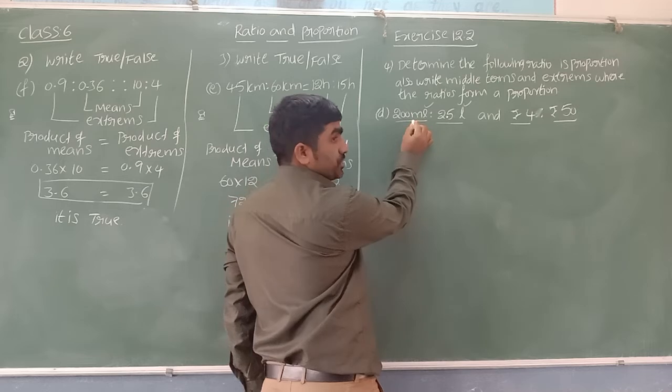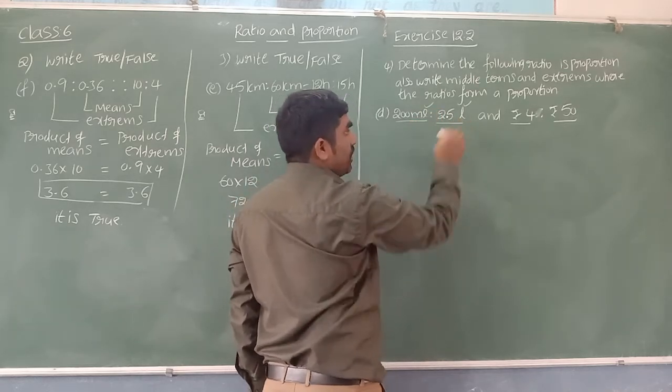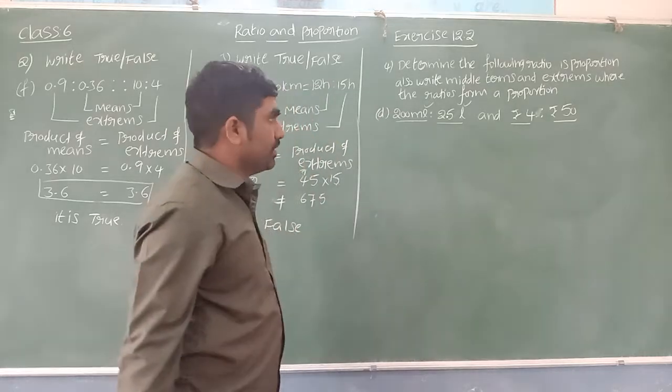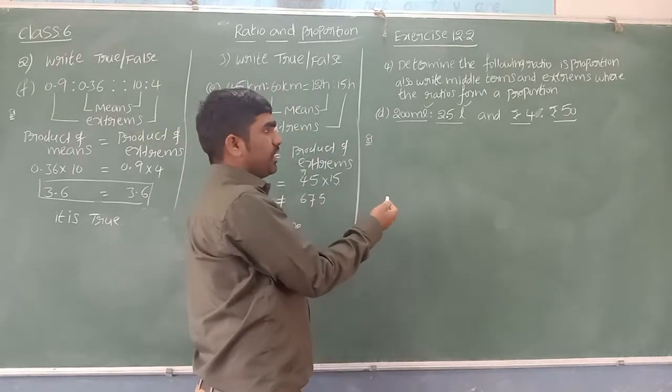Sorry, here it is milliliter, beta. Sorry, milliliter and liter. Both are different units. We will make them the same units first. This I can do with the first method. See, we can do the second method also.